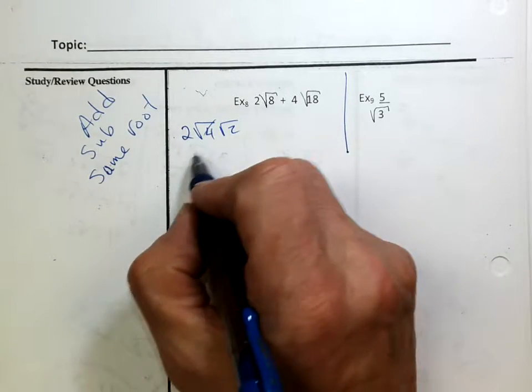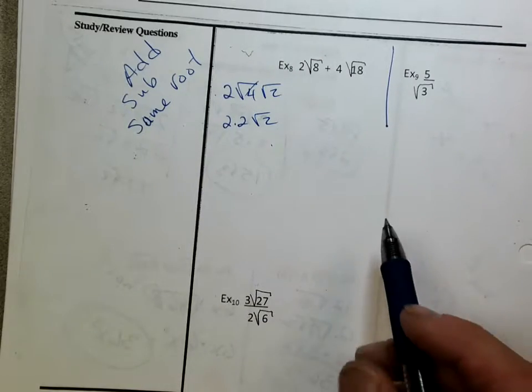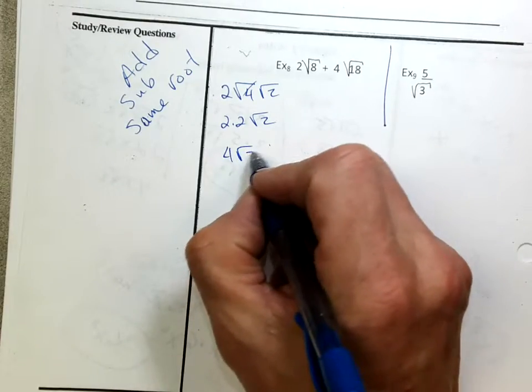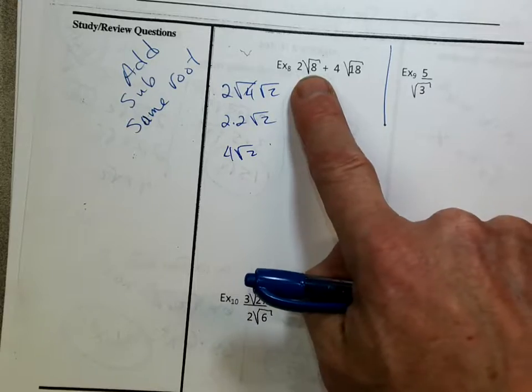I can make that a 2 times a 2 times the square root of 2, right? And then 2 times 2 makes a 4, square root of 2. So I've done the first part. I've changed 2 square roots of 8 into 4 square roots of 2.